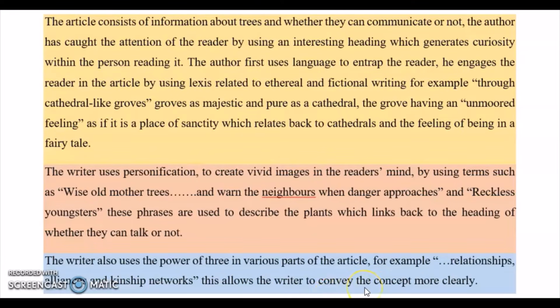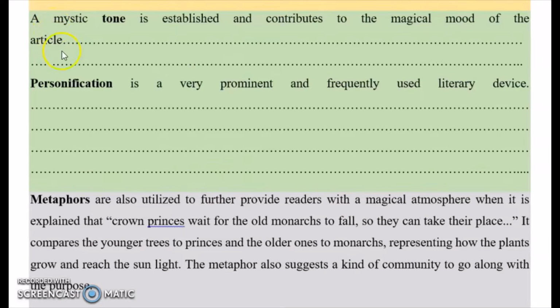Instead of writing this, I suggest you mention what clarity is conveyed by the writer using this power of 3. Otherwise, if you have less explanation for this point, don't use this point in your analysis. Another candidate talks about the tone of the writer.